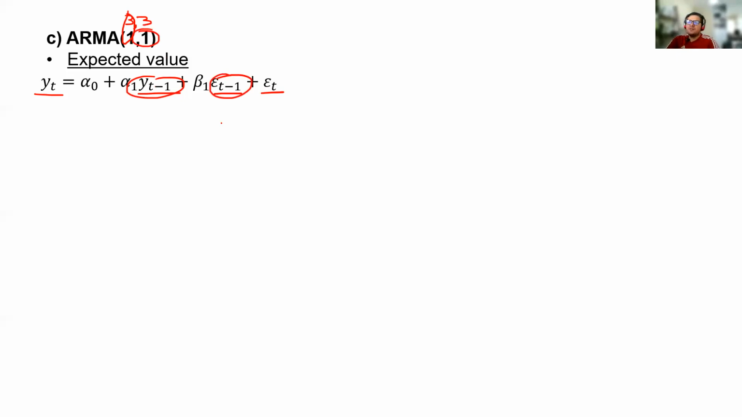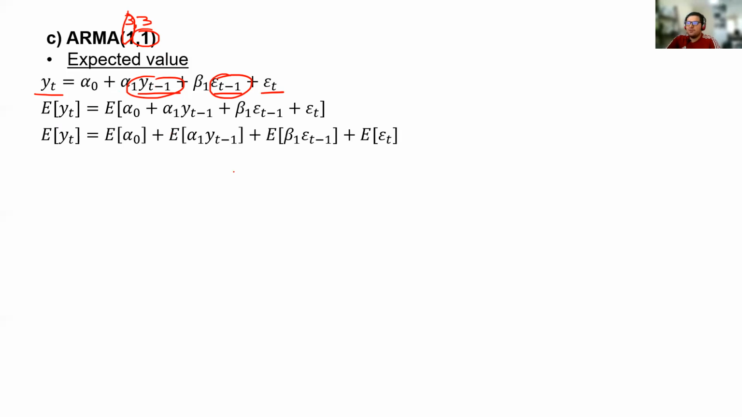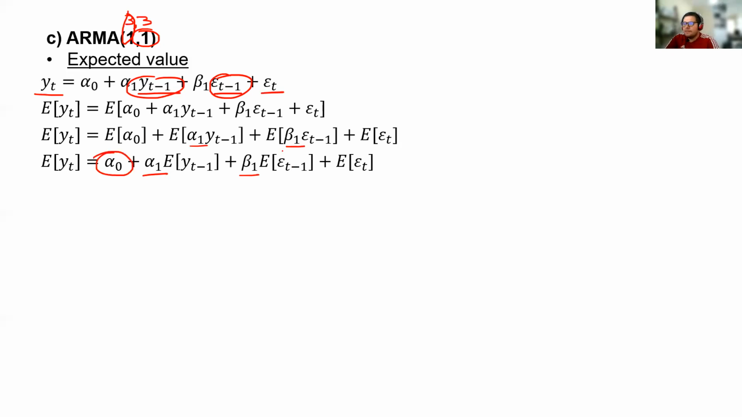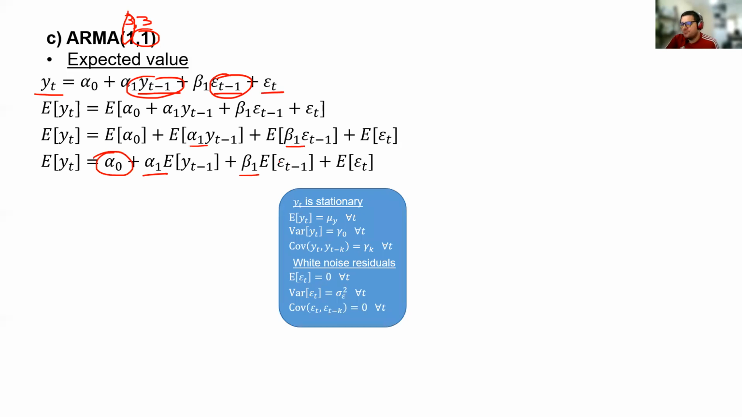Okay, let's calculate the expected value. So we put the operator on both sides. We distribute the operation. And until this point, I'm taking constants out. So this beta 1 goes out here. This alpha 1 also goes out here. And the expected value of a constant is equal to the constant. So that's good. And in here, we check with the assumptions. We are assuming that the expected value of Yt at whatever t is mu. So this will be equal to mu.